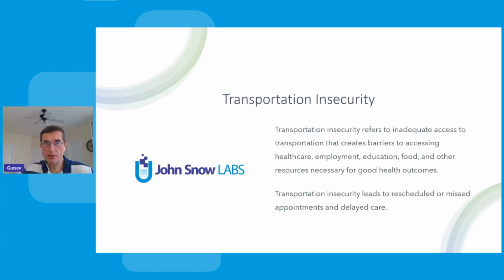The last text classification model is transportation insecurity. It is quite important, which means that, okay, the patient has housing, but if he has no access to public transportation, or maybe the patient has no car, or he cannot drive a car, this patient will have problems in accessing healthcare, employment, education, food, and these will all affect the person's healthcare.